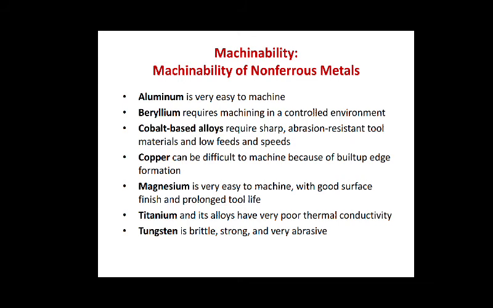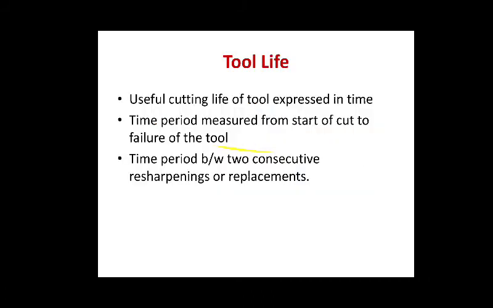Aluminum is very easy to machine. Beryllium requires machining in a controlled environment. Cobalt based alloys require sharp abrasion resistant tool materials and low feeds and speeds. Copper can be difficult to machine because of built up edge formation. Magnesium is very easy to machine with good surface finish and prolonged tool life. Titanium and its alloys have very poor thermal conductivity. Tungsten is brittle, strong and very abrasive.